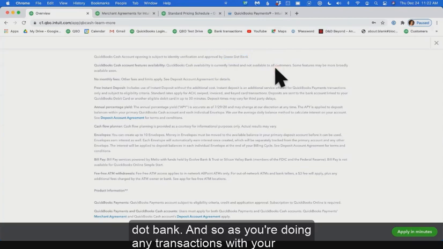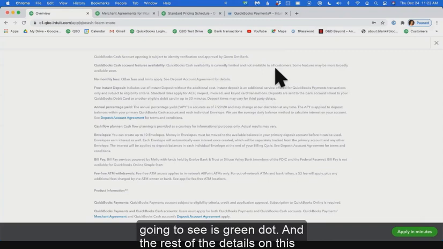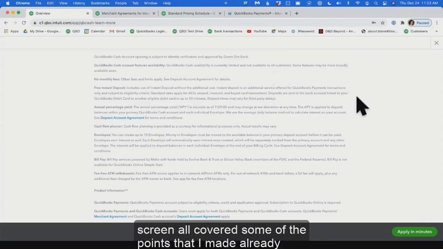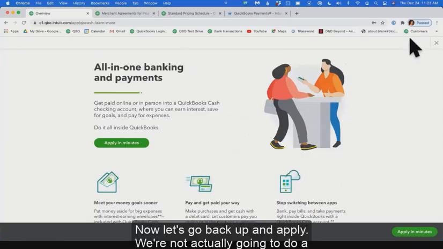And so as you're doing any transactions with your regular operating checking accounts, that's what you're going to see is Green Dot. And the rest of the details on this screen all covered some of the points that I made already. Now let's go back up and apply.